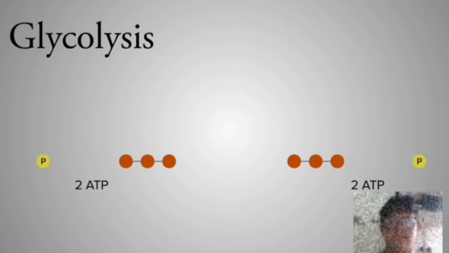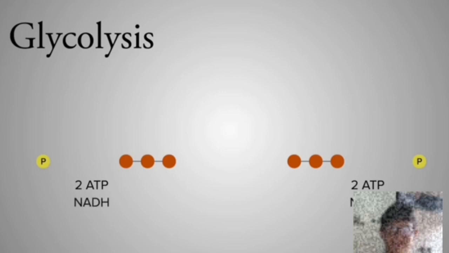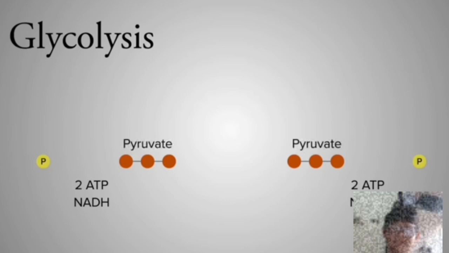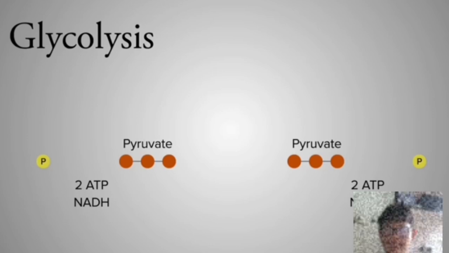each molecule. But during the process of removing the phosphate group from the 3-carbon molecules, an electron is stored in a molecule called NADH. When NAD plus takes on an electron, it becomes NADH. The 3-carbon molecules at the end of glycolysis are known as pyruvate.